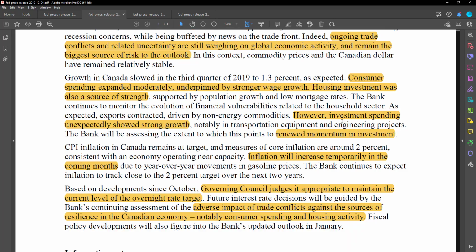They then say, however, investment spending unexpectedly showed strong growth. So again, investment spending, something to watch out for. The bank will be assessing the extent to which this points to renewed momentum in investment. So here they quite explicitly tell you they are watching investment spending to see whether this is sort of a one-off reading, one-off green shoot in the data, or whether it's more of an upwards trend.